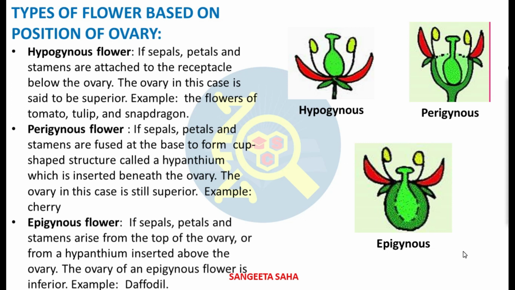Flowers can also be classified based on the position of the ovary. Now, based on the position of the ovary, they can be classified into hypogynous flower, perigynous flower, epigynous flower.